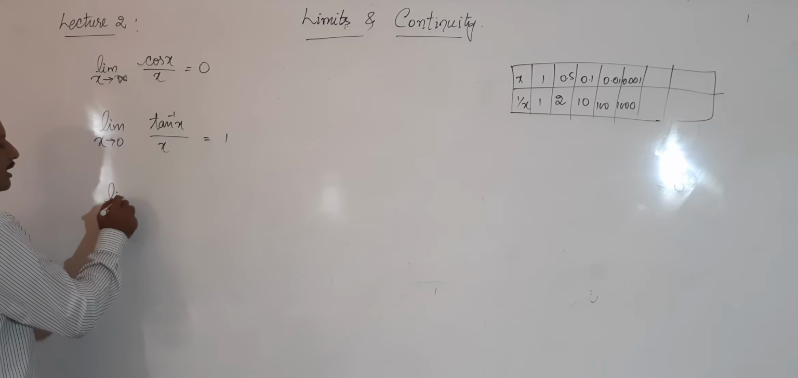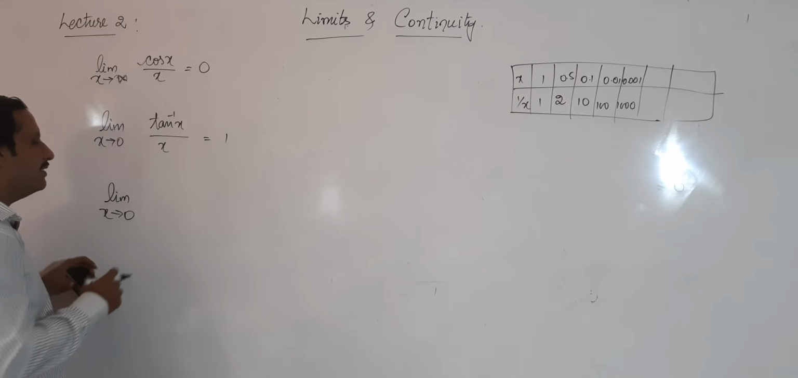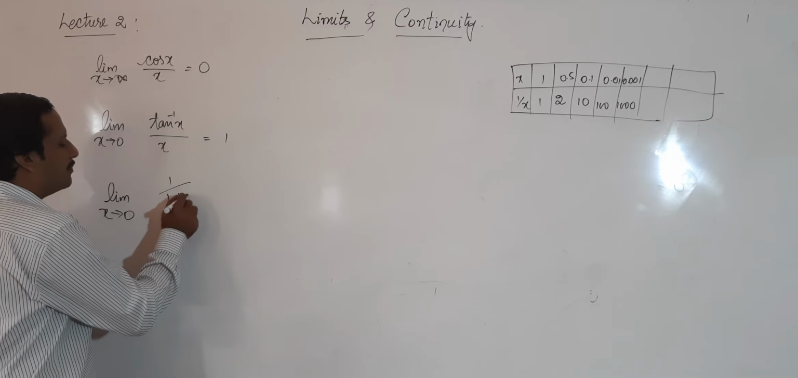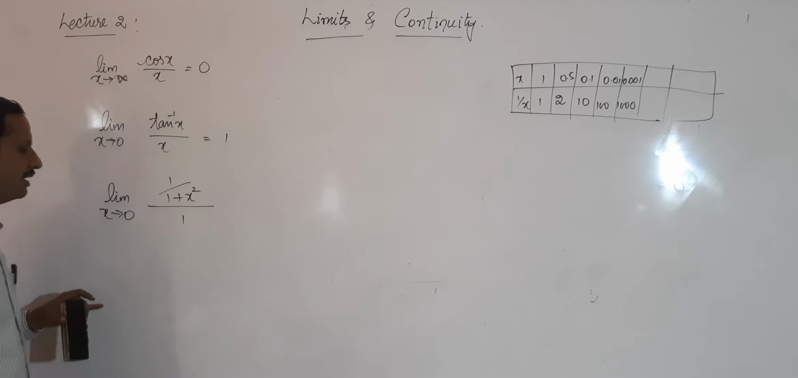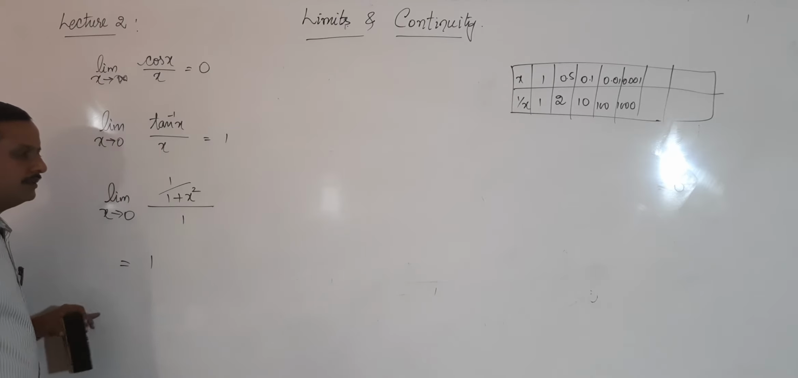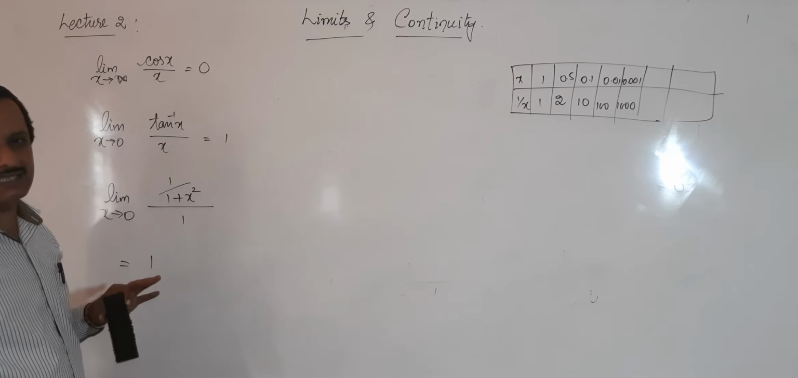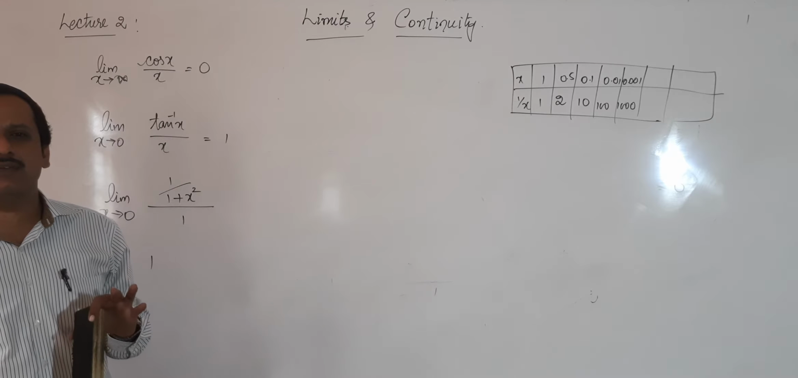So what do we do? I will go for L-Hospital's rule and differentiate it. Derivative of tan inverse x is 1 by 1 plus x square divided by derivative of x, which is 1. So apply the limit as x tends to 0, we get 1. That's the answer. So remember this as a formula. Limit x tends to 0, tan inverse x by x is equal to 1.